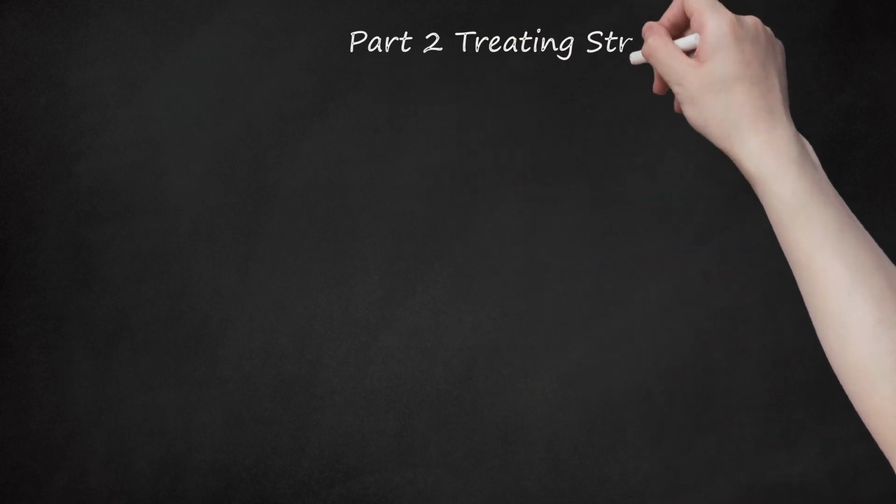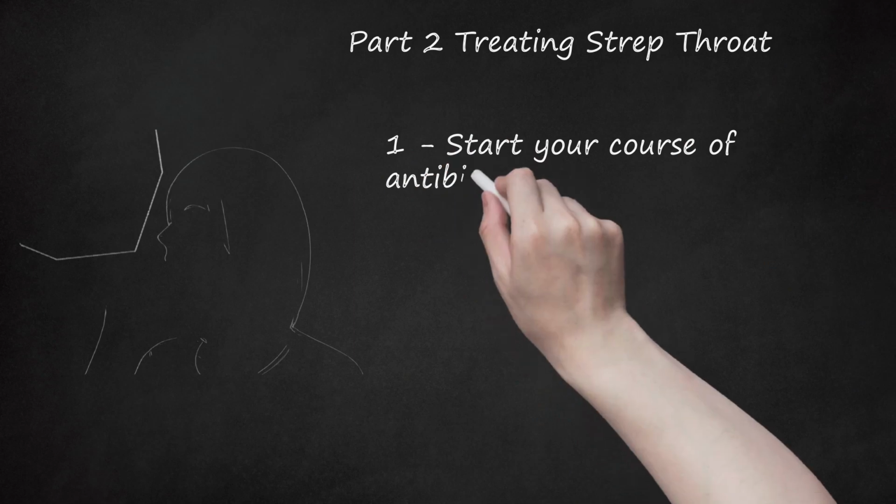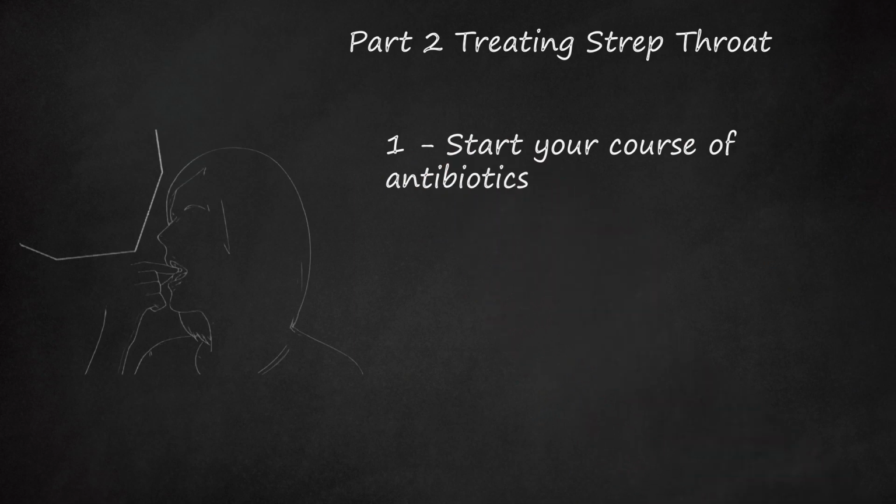Part 2: Treating strep throat. 1. Start your course of antibiotics. If your doctor determines that you have the Streptococcus bacteria, then you will need to take antibiotics. Antibiotics are usually taken for 10 days, although your doctor may want you to take them for shorter or longer.